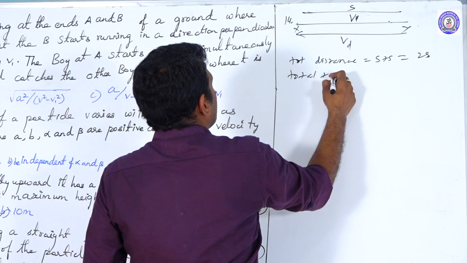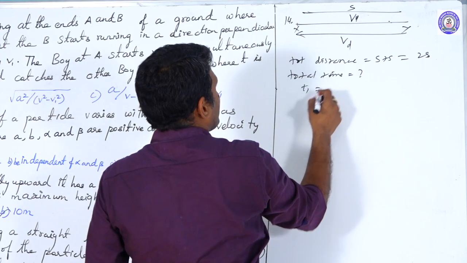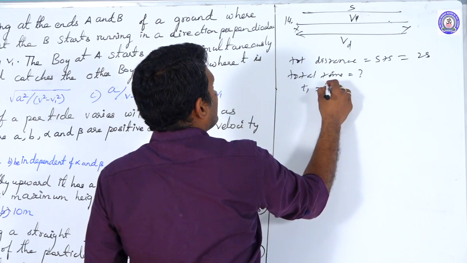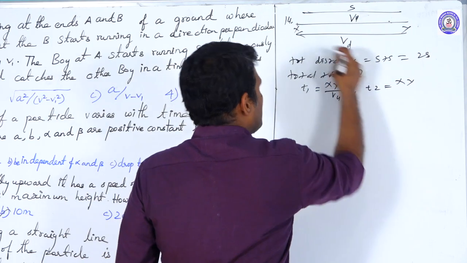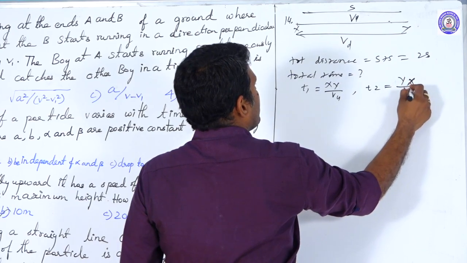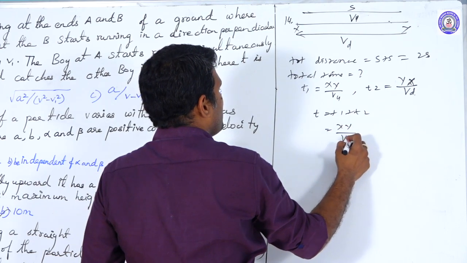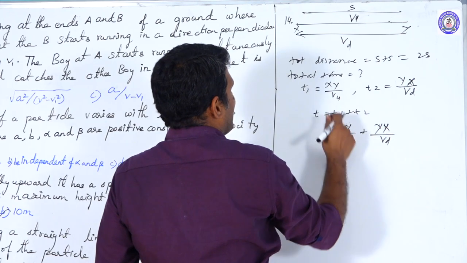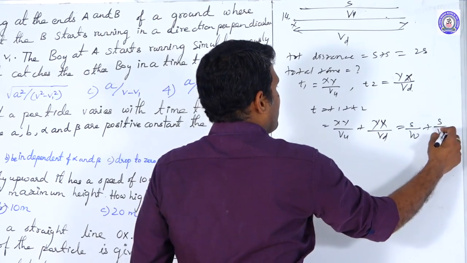Total time must be calculated. For the trip from x to y, time taken is t1. Time taken is distance traveled by velocity. So I can write xy divided by vu. Similarly, time taken t2 equals the same displacement xy. I can write it as yx also. yx divided by vd. Total time taken is t1 plus t2. So we can write xy by vu plus yx divided by vd. xy and yx are s itself. So s divided by vu plus s divided by vd.